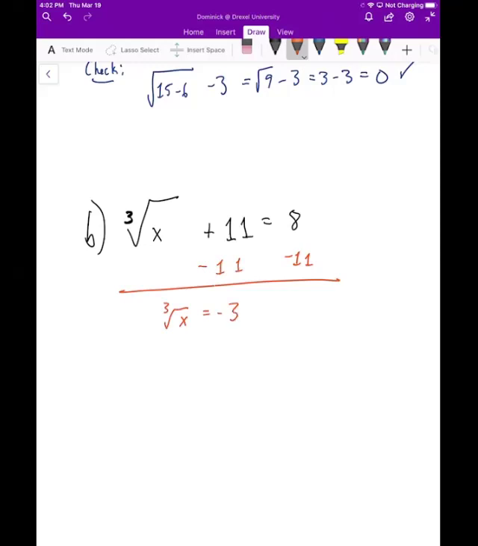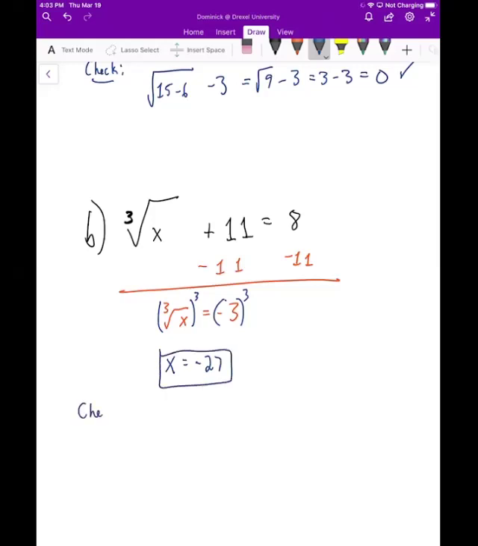So of course, now we can cube both sides. And if I cube this, we'll get just the x, which is what we want. And if we cube negative 3, well, that's negative 3 times negative 3 times negative 3. So that's negative 27.